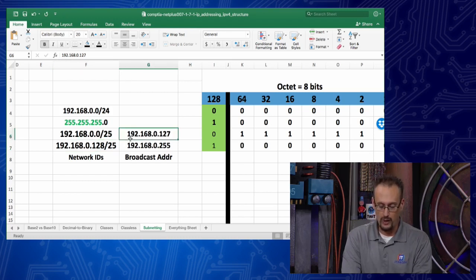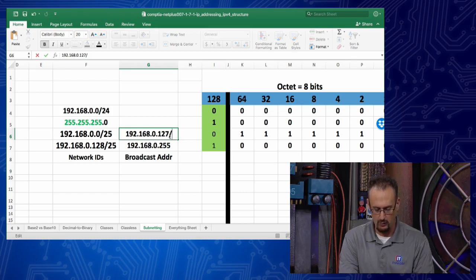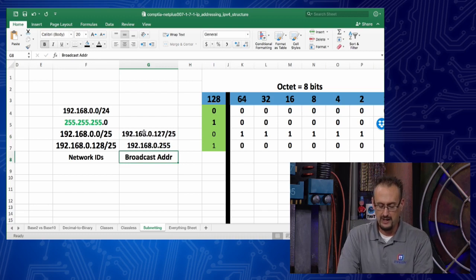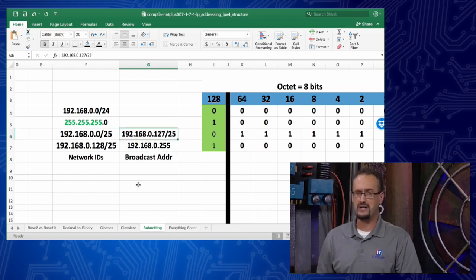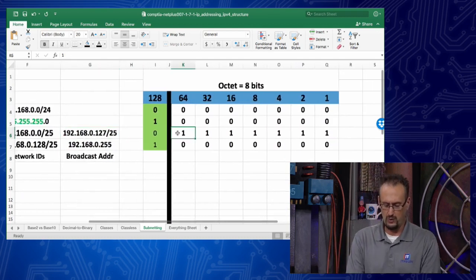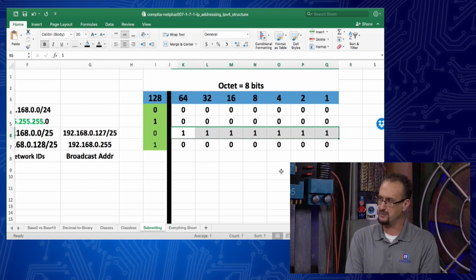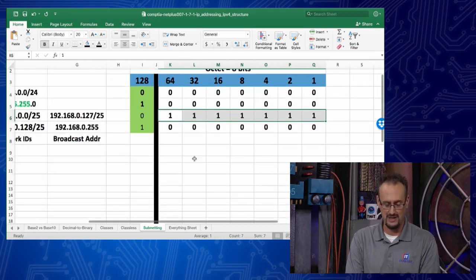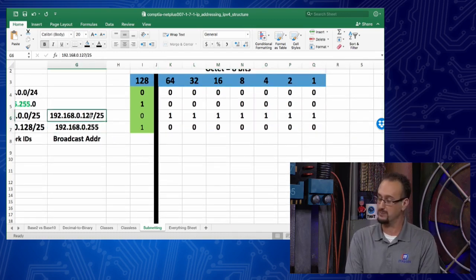Just like looking at 192.168.0.127, and it has a /25 on it, and they say, is this a valid IP address for that network range? Well, no. Because if I look, 127, after I've done my subnetting, is all 1s in the host bits. That means it has to be the broadcast address. I cannot allocate that to a computer.